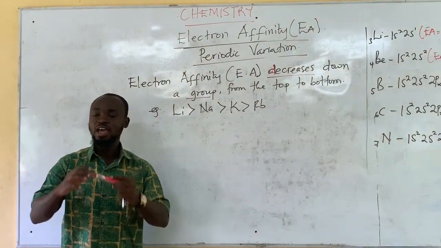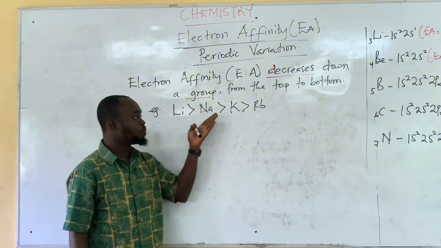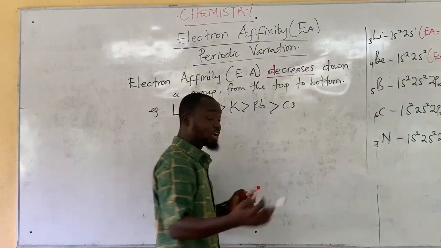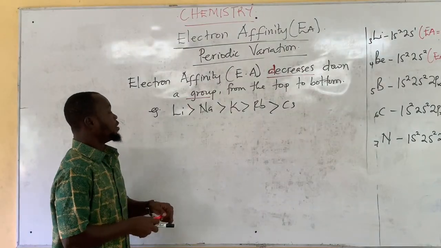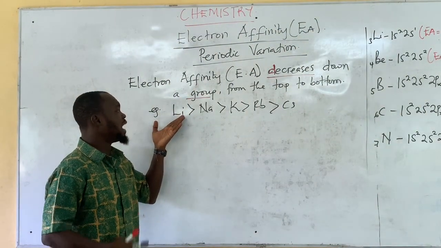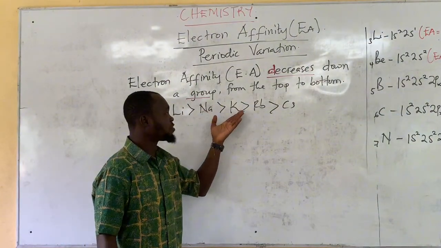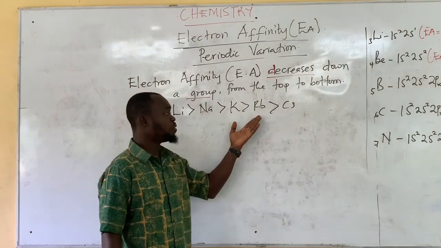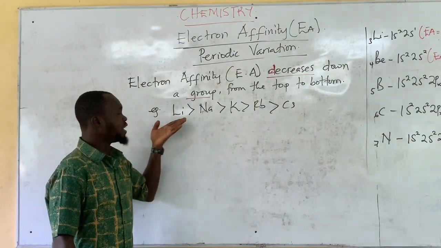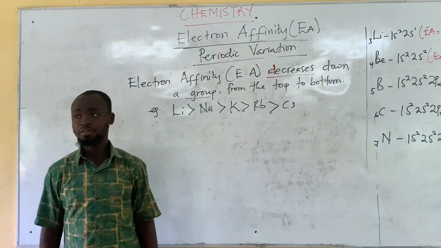So if you are considering a group, let's take the group 1 elements: lithium, sodium, potassium, rubidium. We can also include cesium and then francium. Is that okay? So it means that the electron affinity for lithium will be higher than that of sodium, and that of sodium will be higher than that of potassium, and that of potassium will be higher than rubidium. Rubidium also will be higher than that of cesium. Is that okay? It means electron affinity is gradually decreasing whilst you're moving down the group.